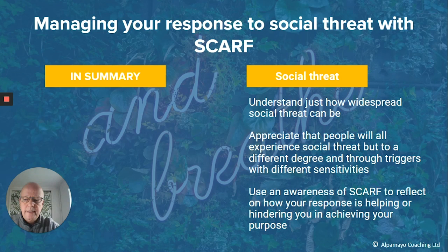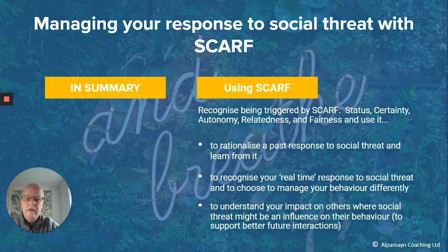So that's us moving towards the end of this Pause for Thought on social threat and SCARF. We've touched upon social threat, related it to physical threat and our physiological response to both of those types of threat. Understand how social threat is widespread, albeit perhaps at a lower level than physical threat. But we appreciate that people respond very differently to social threat, both in terms of the degree of their response and which triggers they are most sensitive towards. And we have defined five of those triggers under the SCARF acronym. In terms of SCARF itself, we've talked about status, certainty, autonomy, relatedness, and fairness being the particular triggers.